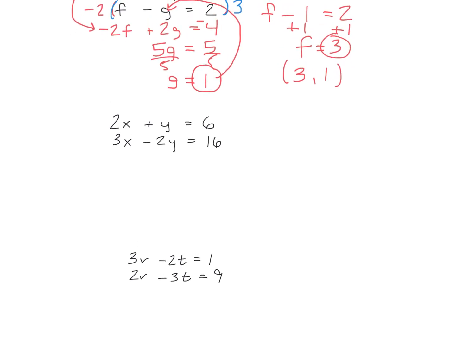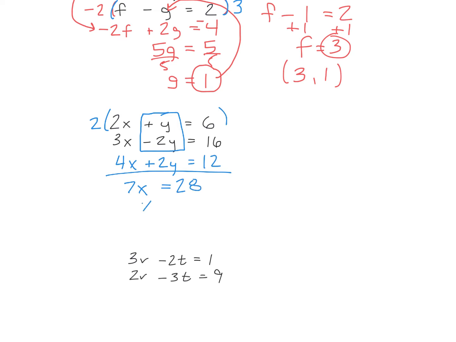In this example, we've got 2x plus y is equal to 6. 3x minus 2y is equal to 16. I'm looking right here, and I'm thinking that if I can multiply this top equation by 2, I would be able to eliminate the y's. I have -2y, so I wanted to get positive 2y. So if I do that, I end up with 4x plus 2y is equal to 12. And now I can add these equations. I get 7x, the y's eliminate, which is what we're looking for, and it equals 28. I divide by 7, and I get x to be 4.